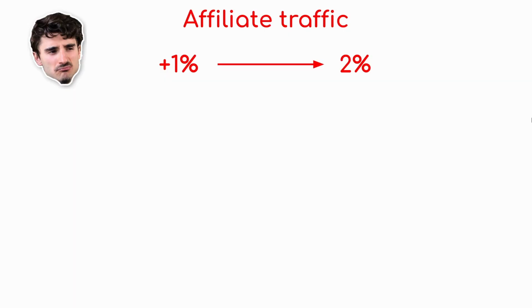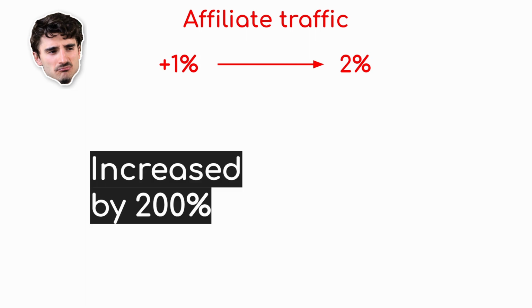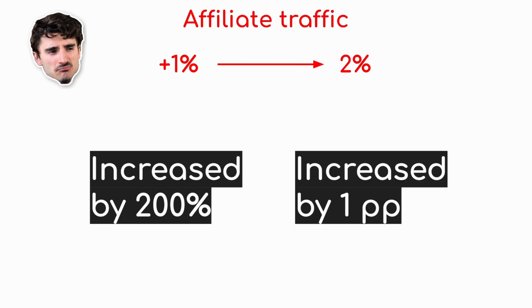Let's say, for example, you increased your affiliate traffic from 1% to 2%. You could say that we increased our affiliate traffic by 200% last month. Sounds pretty impressive. But actually you just went up by 1 percentage point. That could mean just 100 more visitors. So in this case, a percentage increase just sounds much better, right? 200% or 1 percentage point.